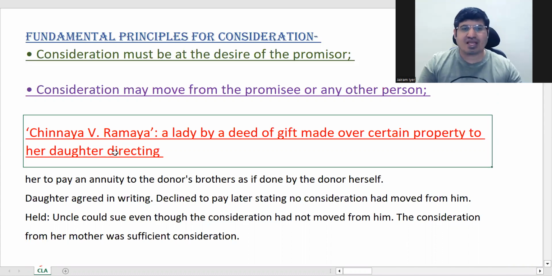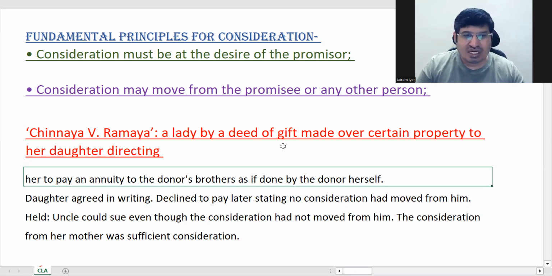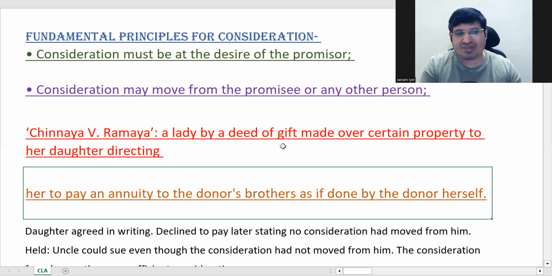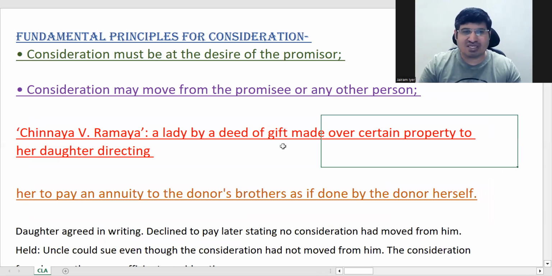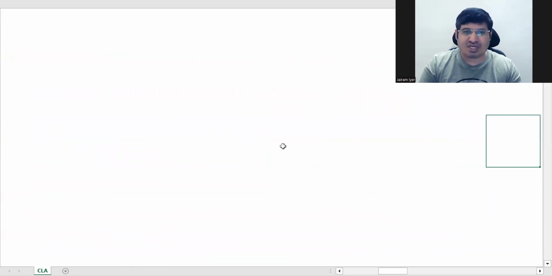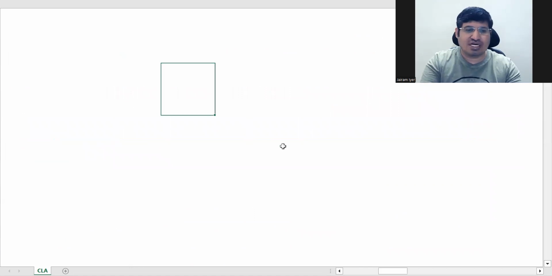So here, the old lady made a gift deed of a property to her daughter. But she said that I'm giving you the property, but she had a brother. The old lady had a brother. So she asked her daughter to pay an annuity to him, to her brother or brothers. Annuity means an annual amount just for maintenance. So basically, you can say what the old lady did is, here is the old lady.